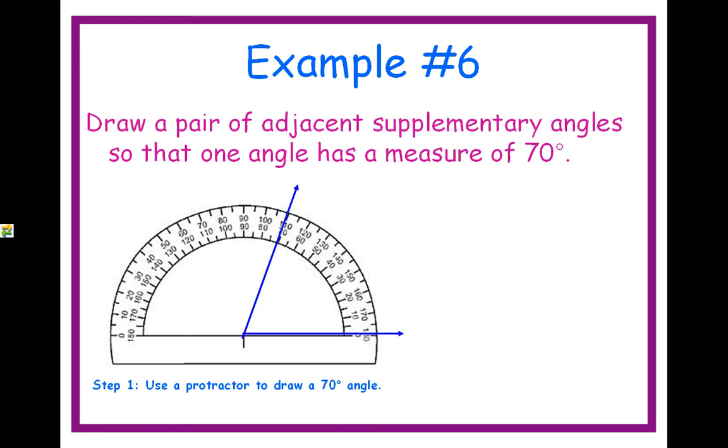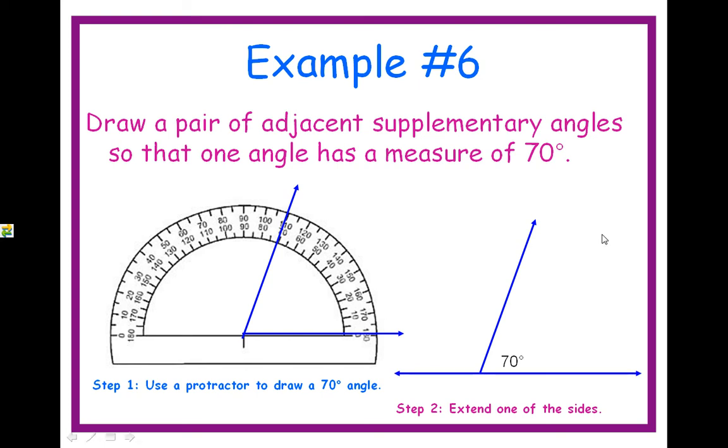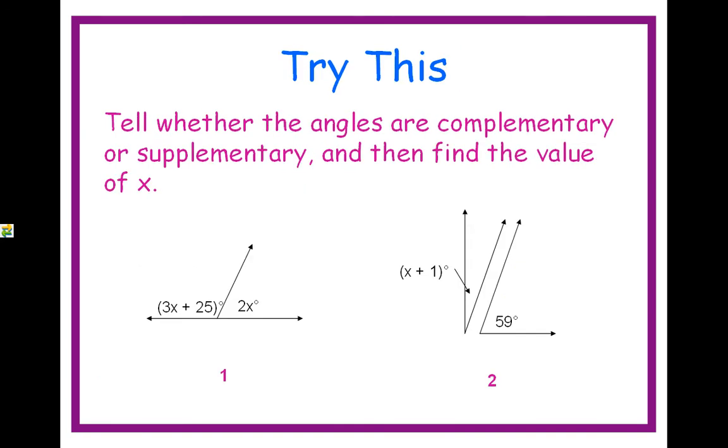Then the second step is you're going to extend one of the sides so that you can make it a straight line, showing that it is going to be supplementary. So now you have two angles that are supplementary, and one of those angles has a measure of 70 degrees. Okay, try these on your own, see what you can do.